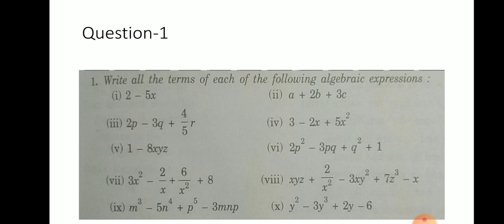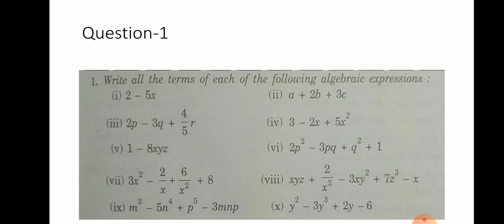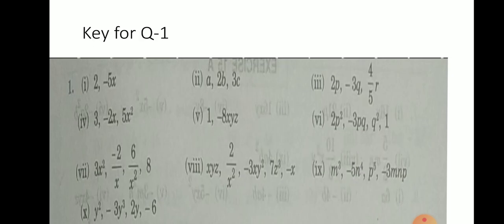Now seventh one, 3x square is a term, minus 2 by x is a term, 6 by x square and 8 are the terms of this expression. You can observe the same thing here in the key of question 1, seventh problem. And coming to the eighth one, xyz is a term, 2 by x square, minus 3xy square, 7z cube and minus x. Totally 1, 2, 3, 4, 5 terms are there in this eighth expression. Yes, let us check here, eighth question, xyz, 2 by x square, minus 3xy square, 7z cube and minus x.